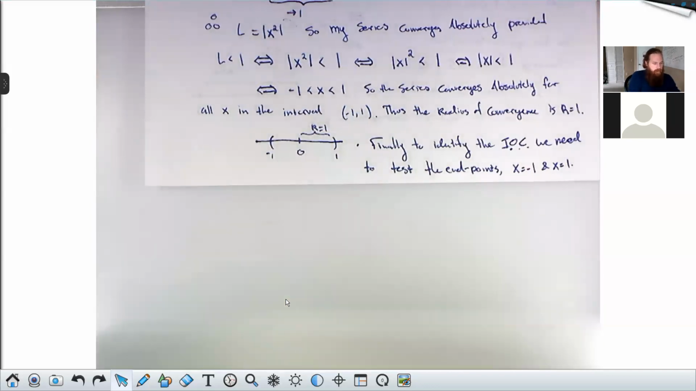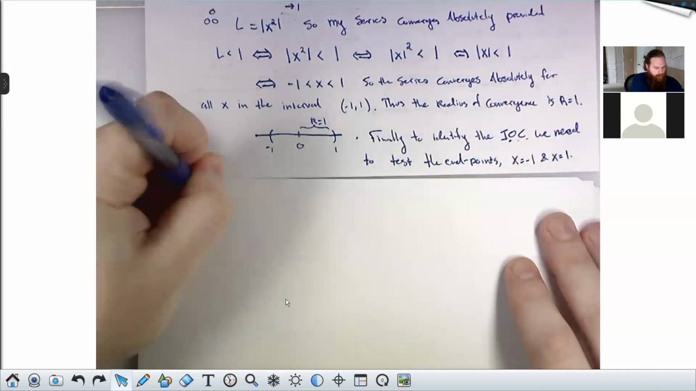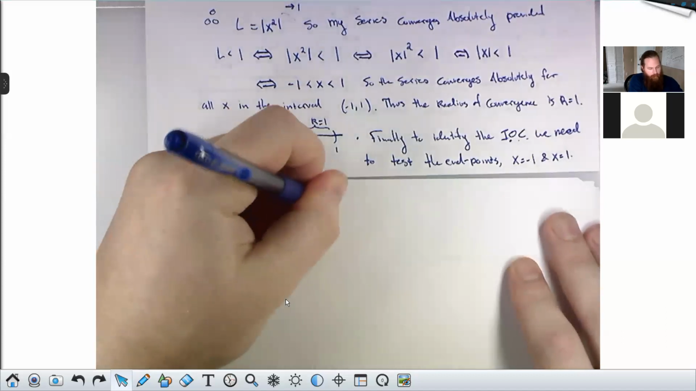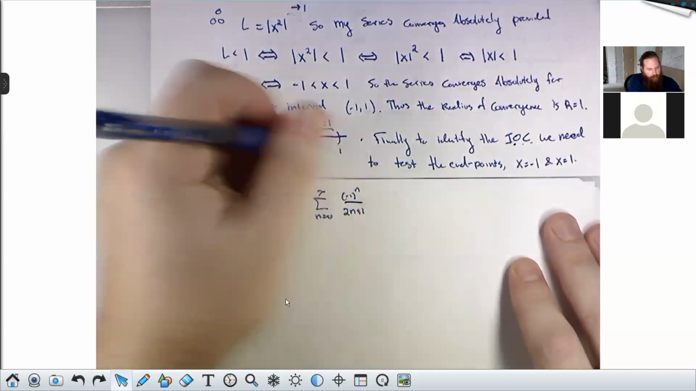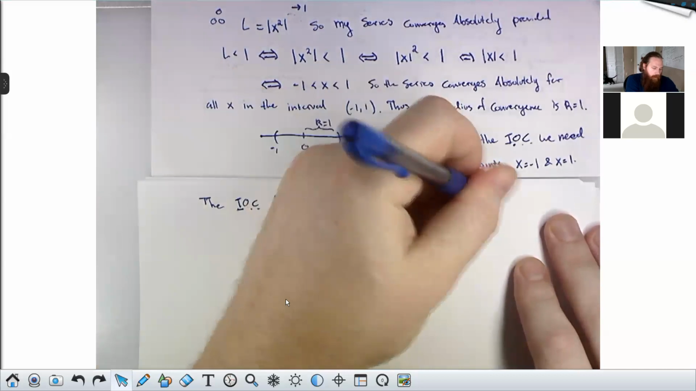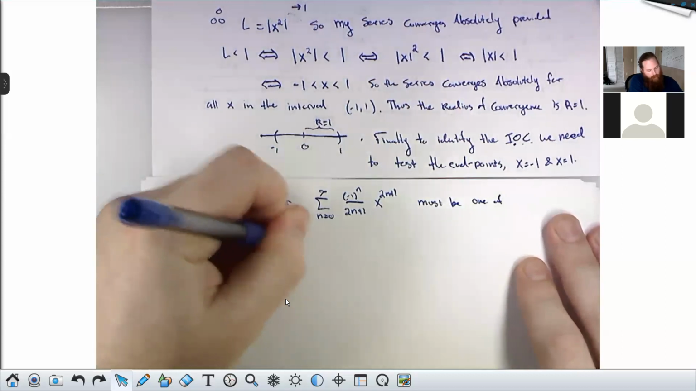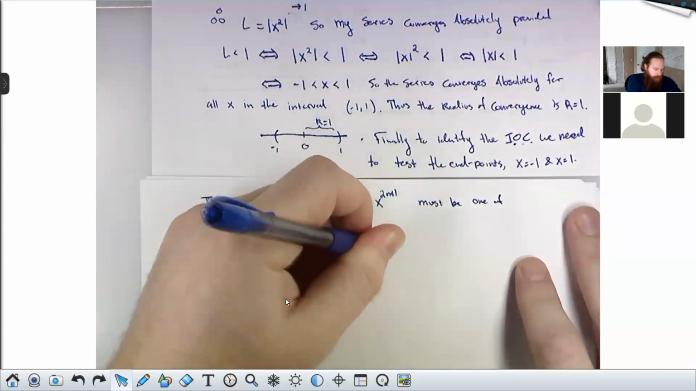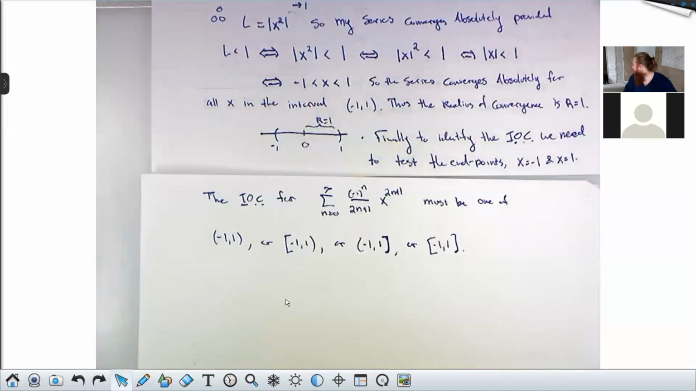All right. So in other words, at this point, my IOC for the sum from n equals 0 to infinity of (-1)^n over 2n plus 1 times x^(2n+1) must be one of: -1 to 1 open, or -1 to 1 left closed right open, or -1 to 1 left open right closed, or -1 to 1 closed on both sides.